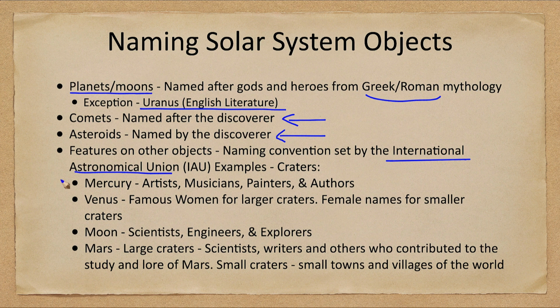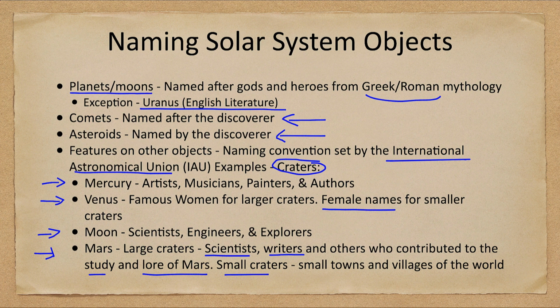How about naming features? Let's look at some of the craters. How do we name craters? Well, it depends on where the crater is found. On Mercury, they are named after artists, musicians, painters, and authors. On Venus, famous women for larger craters and female names for smaller craters. The moon, scientists, engineers, and explorers. Mars continues that with the larger craters for scientists and writers and others who contributed to the study and lore of Mars. So writers who wrote about Mars. Small craters are actually named after small towns and villages of the world.